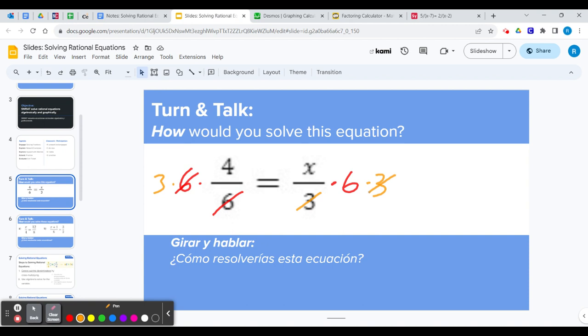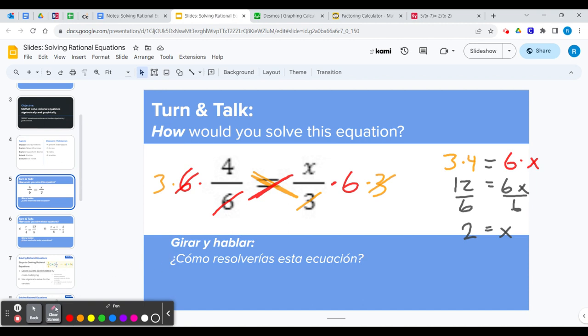So effectively what happens here is, since the 6 cancels out on the left, we effectively cross multiplied here to get 3 times 4. And we also cross multiplied here to get 6 times x on our left and right sides. And what that gives us is 12 equals 6x. Then we could divide by 6 on both sides and get a value of 2 equals x.